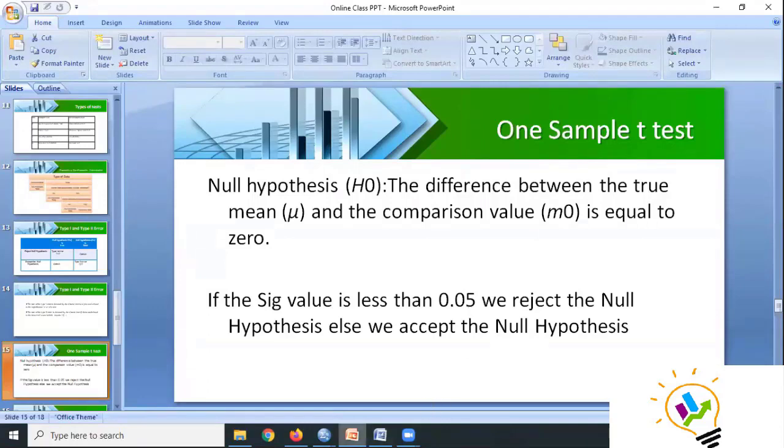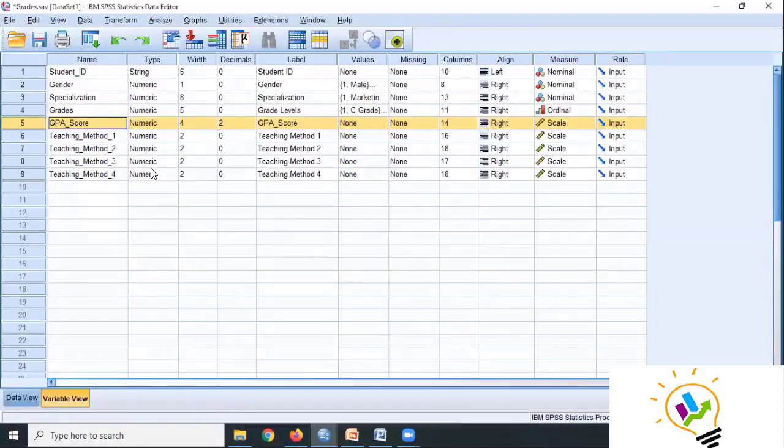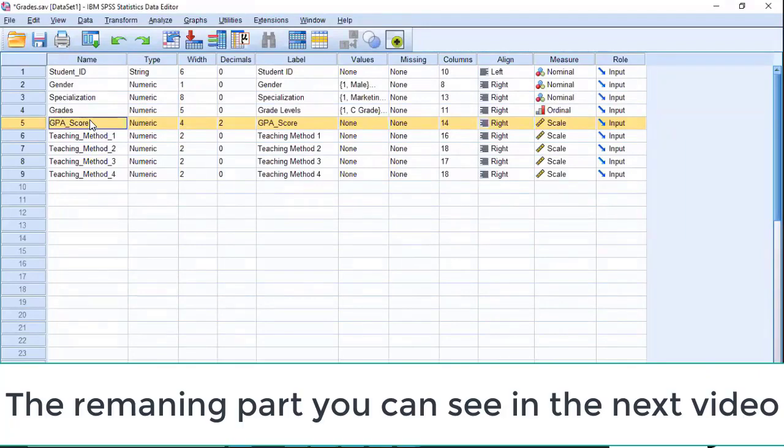So in this case, in the output, the significant value is 0.004, which is less than 0.05. So we are rejecting the null hypothesis and stating that there is a difference between true mean and test value. So in this way, we can do the one sample t-test. Here we are only using one sample, right? So we call it a one sample t-test. Is it okay, madam? Yes, sir.